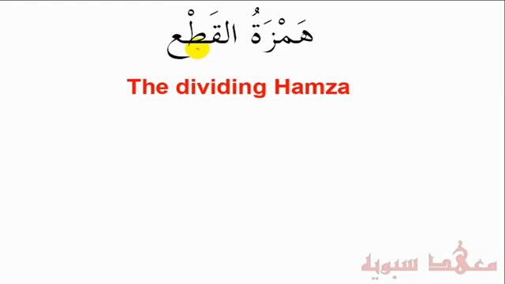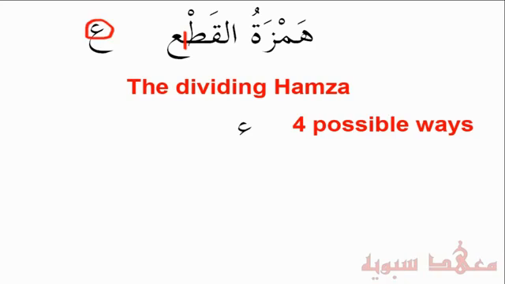Now, the sign that scholars have given this is if we take the ayn, the last letter of the word Qata', and separate it. So we get the ayn on its own. And this top part here is actually Hamzatul Qata'. So it's this. Hamzatul Qata' can be written in 4 possible ways. In the 4 possible ways, there will always be this, the Hamza. But how it's written changes.